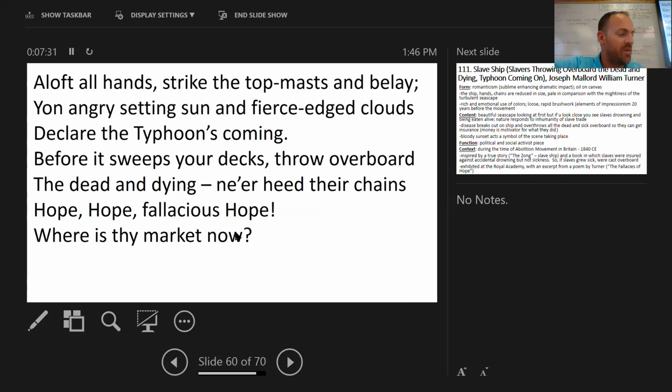This poem becomes very influential. It's called "The Fallacies of Hope," and this is the poem here. Aloft all hands, strike the top masts and belay. Yon angry setting sun and fierce edged clouds declare the typhoon's coming. There's a storm coming, right?